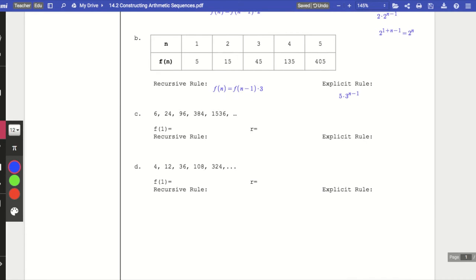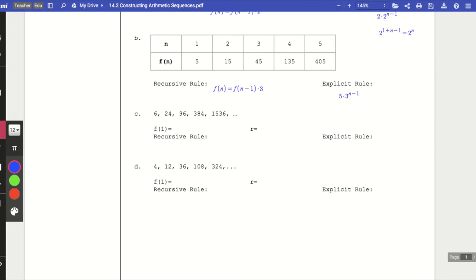Part C, we're looking at something a little bit different. Notice that now I'm not given my n values. I'm just given the f of n values. But because this is my first f of n value, I'm going to assume that's f of 1. So I have f of 1 is 6, f of 2 is 24, 96, 384, etc.